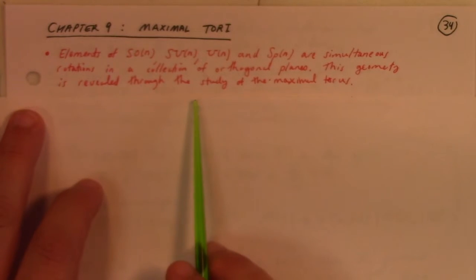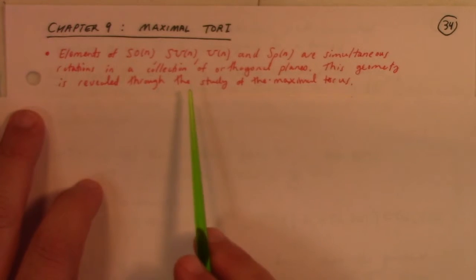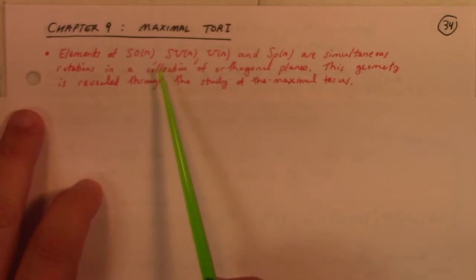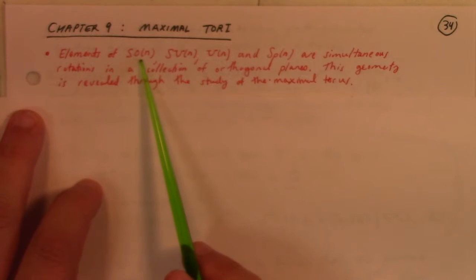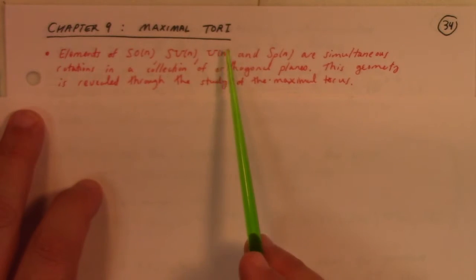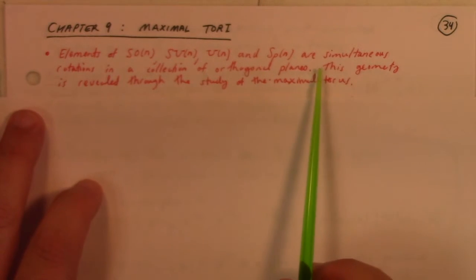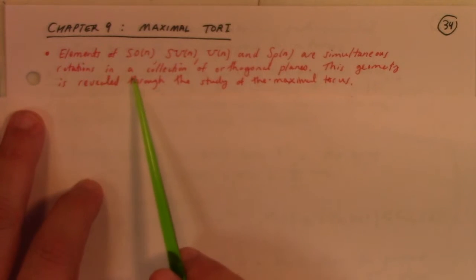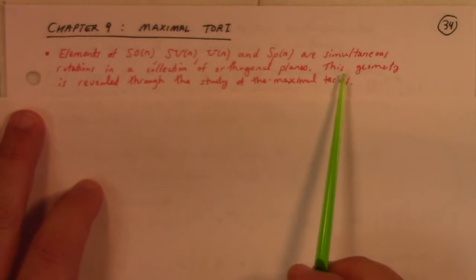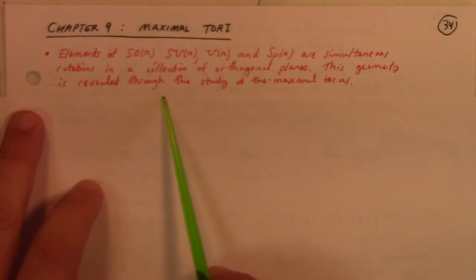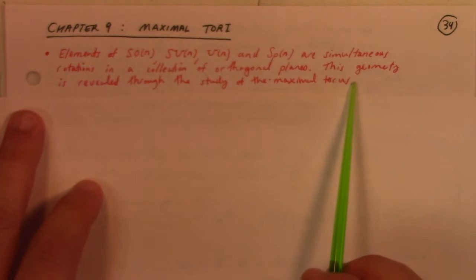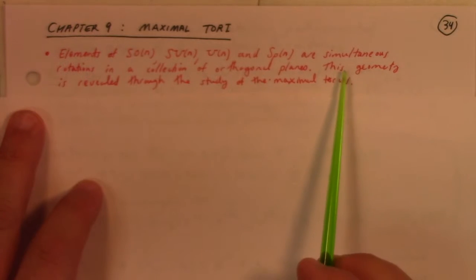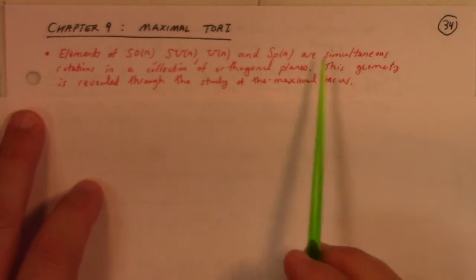This chapter in particular is very, very interesting, what we learn. And I hope you can get some intuitive sense for it as we cover it. So anyway, SO(n), SU(n), U(n), and Sp(n) are all basically, when you boil it right down, simultaneous rotations in a collection of orthogonal planes. This geometry is revealed through the study of the maximal torus. The maximal torus essentially contains the angles of those rotations.